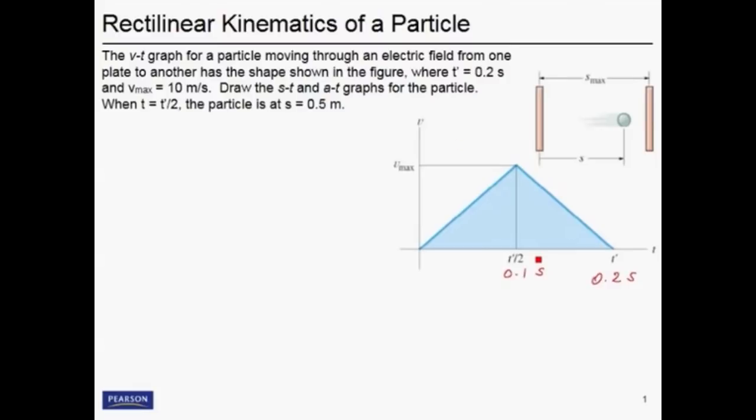We're also told that our Vmax here is equal to 10 meters per second. It's not represented on this particular graph because this is a velocity versus time graph, but we're told that s equals 0.5 meters at time t prime over 2, which is 0.1 seconds. So when we draw our position versus time graph, the so-called ST graph, we need to make sure that information is captured on that graph. That being said, let's write an approach for how we can solve this problem.